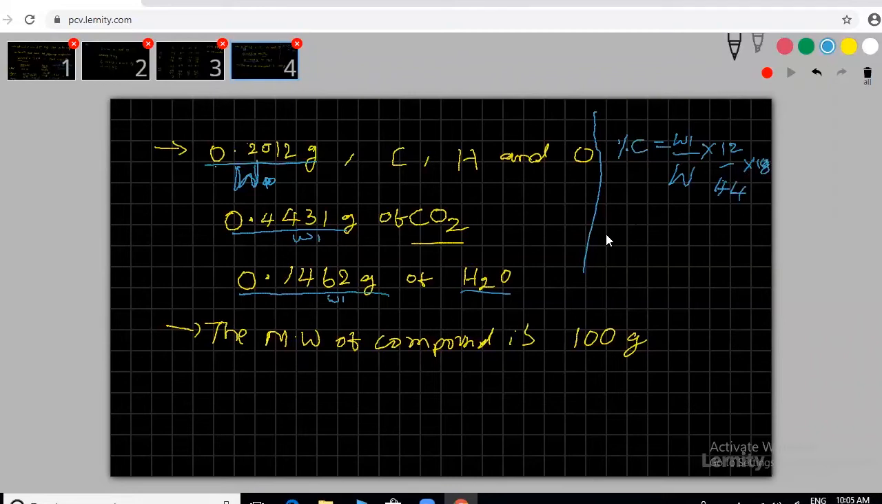If you don't want percentage, you can use directly C equal to W1 by capital W into 12 by 44. You don't want to use 100. If you are using 100, that means percentage. If you are not using 100, it's simple, that is.